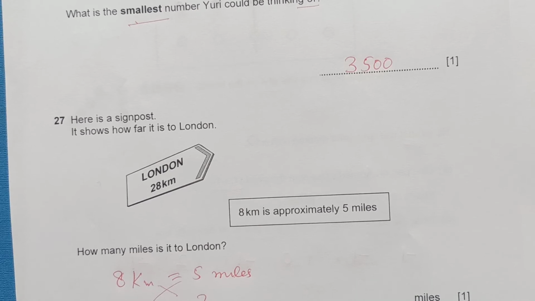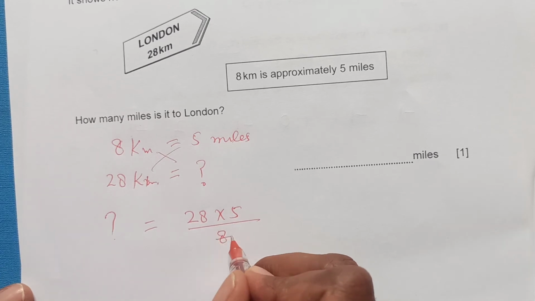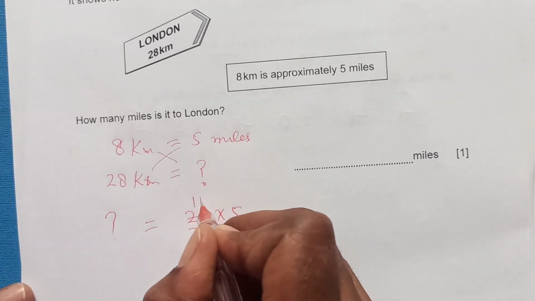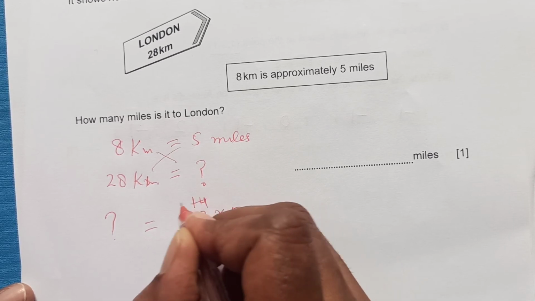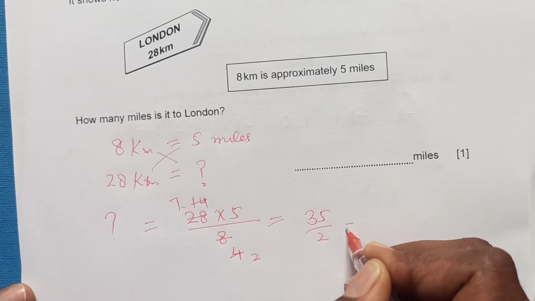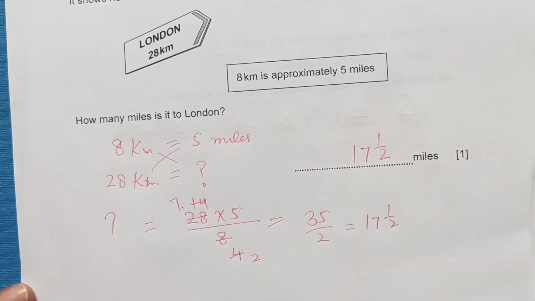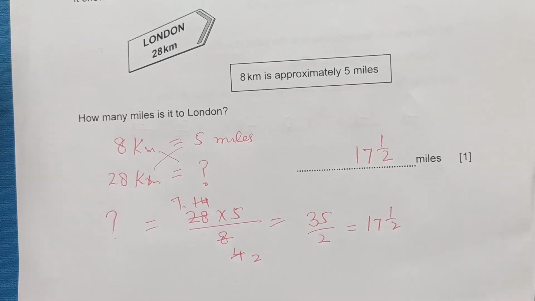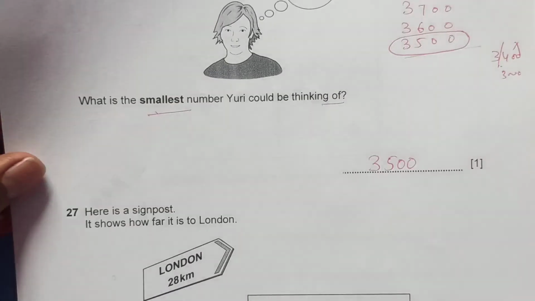Right? So now we can simplify. Divide by 2, 4, divide by 2, 14. Okay, then again 2 times 2, 2 times 7. So now 7 times 5 is 35 over 2, which is 17 and a half. So the answer is 17 and a half miles, right?